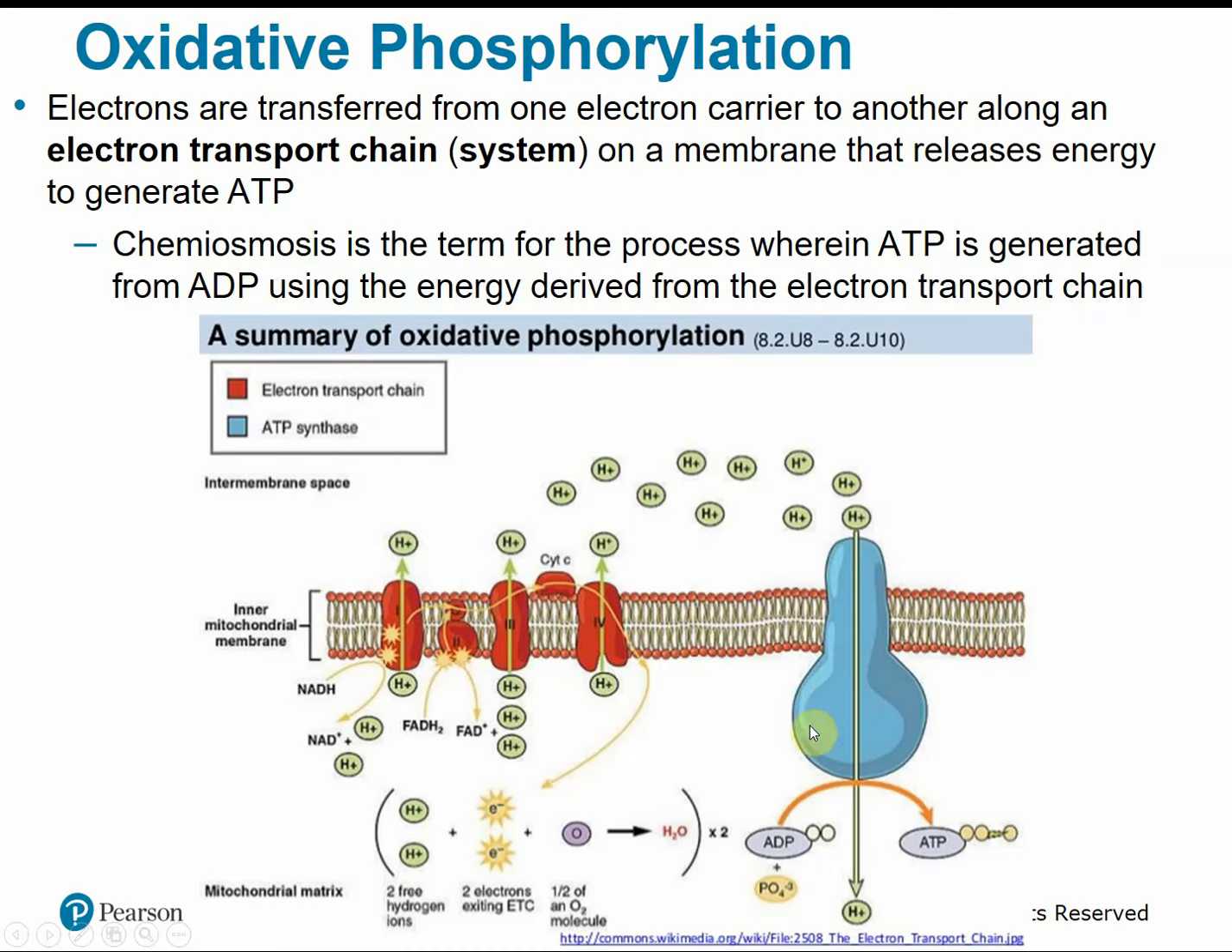So as these hydrogens flow through this enzyme, it's going to kind of spin like a turbine. So kind of like how a hydroelectric dam works. Right? So this would be the water behind the dam causing this to spin, and it's going to provide the energy we need to phosphorylate our ADP and make ATP.